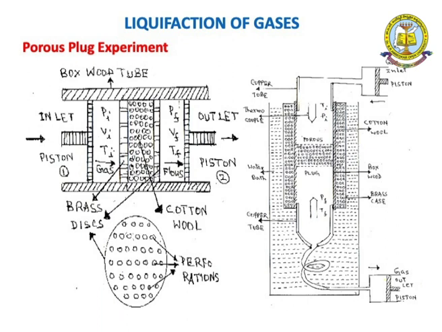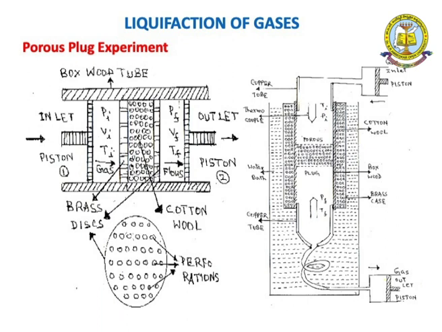The gas inserted on the left hand side goes from the left to the right hand side through the porous plug. How the temperature of the gas falls is explained by this experiment. On the left hand side you can see the piston.